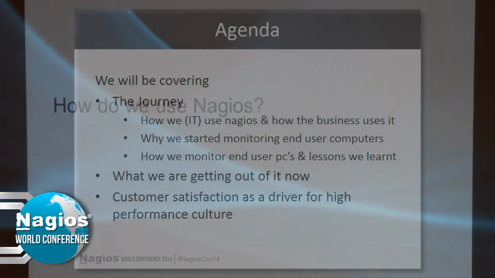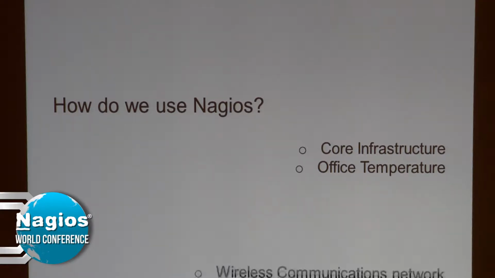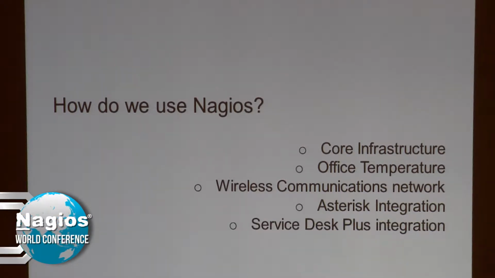So how do we use Nagios? So we obviously use it for monitoring our core infrastructure, our servers, our switches, our SANs, the temperature in the server rooms, the office temperature, so the temperature for people's cubicles, our wireless communications network, which we use to operate our SCADA systems. We have integration with Asterisk for notifications, so it calls people on their cell phones, reads out the message instead of relying on SMS, which helps with on-call schedules. And we have integration with Service Desk Plus, which is the help desk system that we use for all our end user complaints about their PCs.